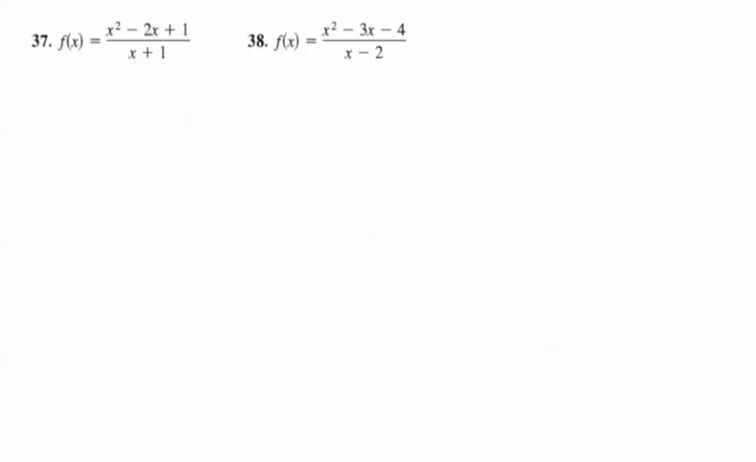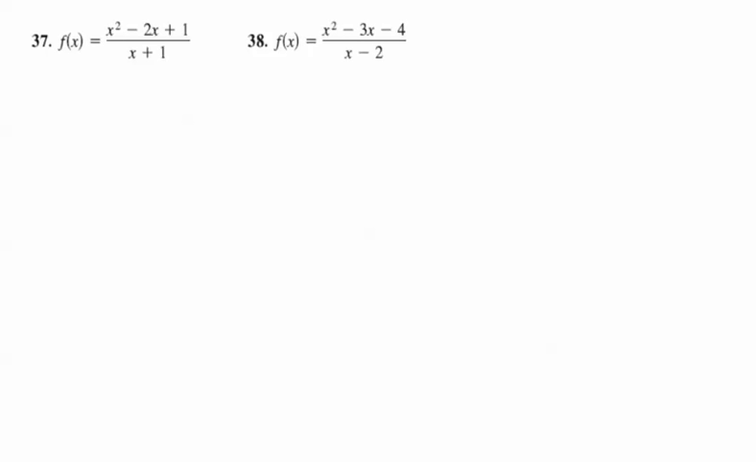Number 37, we continue once again looking for critical numbers, intervals of increasing, decreasing, relative mins and max, using the calculator to verify our results.